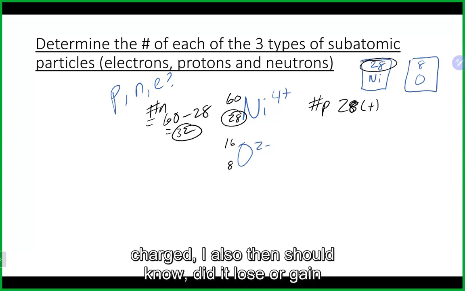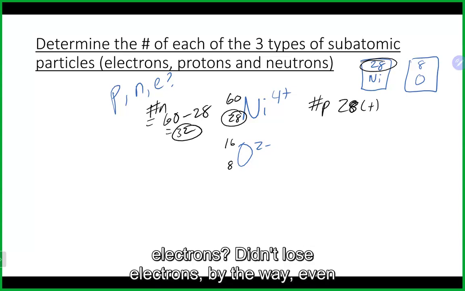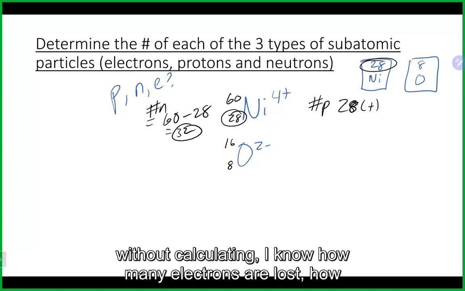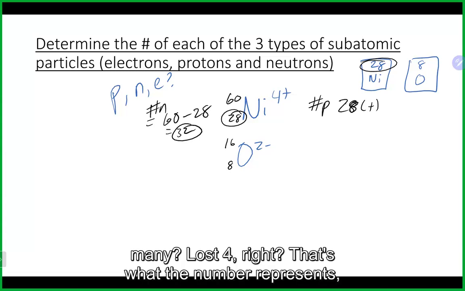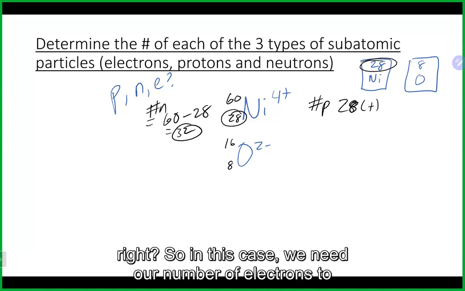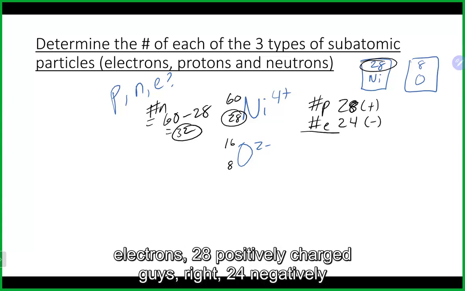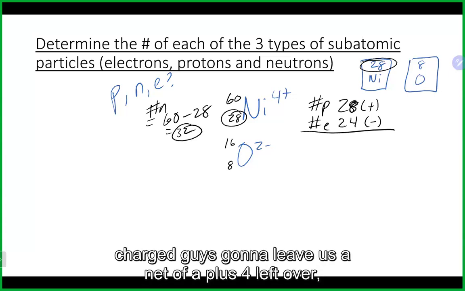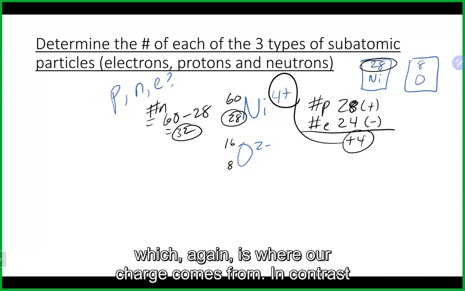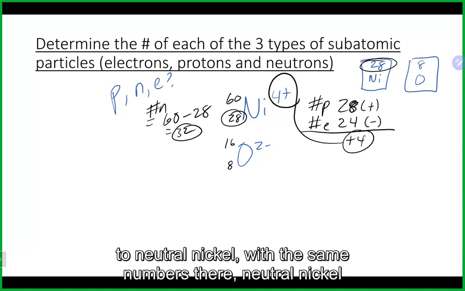I also then should know, did it lose or gain electrons? Did it lose electrons? By the way, even without calculating, I know how many electrons it lost. How many? Lost 4, right? That's what the number represents. So in this case, we need our number of electrons to reflect that, and we would actually have 24 electrons. 28 positively charged protons, 24 negatively charged electrons, leaving us a net of +4, which is where our charge comes from.